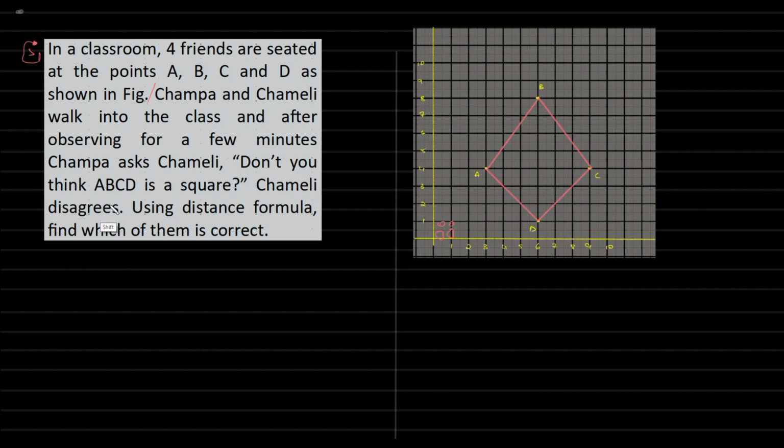So Chameli disagrees. Champa asked, Chameli told no. This is not a conversation that any of you will have, I know. But anyways, this is the question. Using distance formula, find which of them is correct. So we have to figure out who is correct. So first we'll make a small note about square.